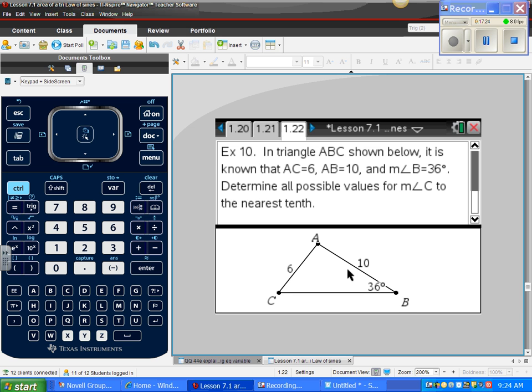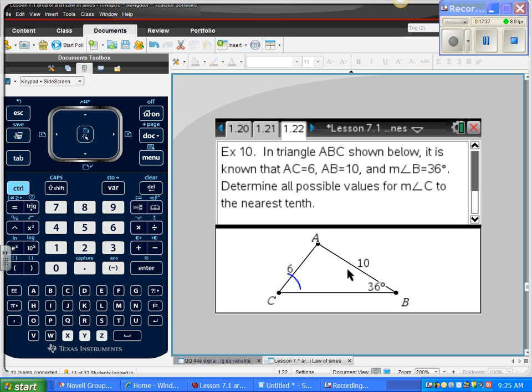So in triangle ABC shown below, it is known that AC is 6, AB is 10, and the measure of angle B is 36. You're going to determine all of the possible solutions for the measure of angle C to the nearest tenth. So go ahead and do exactly what we did.